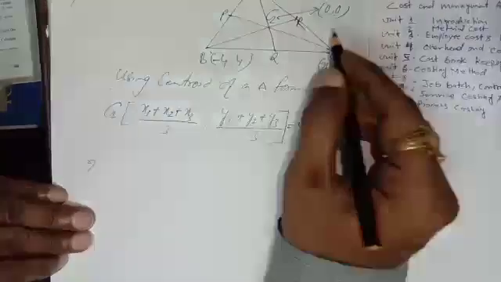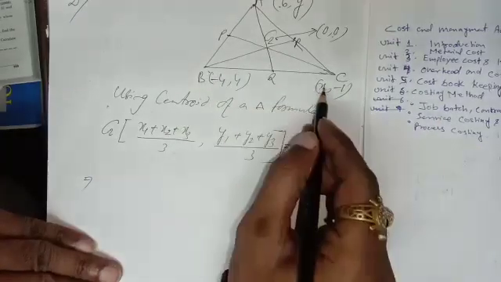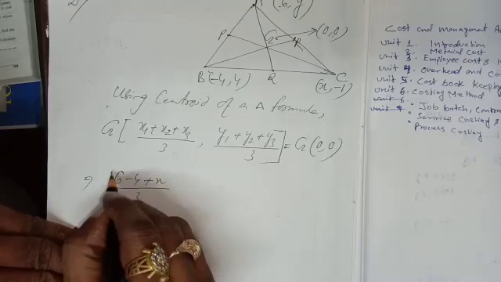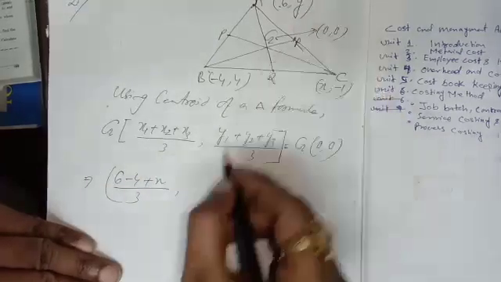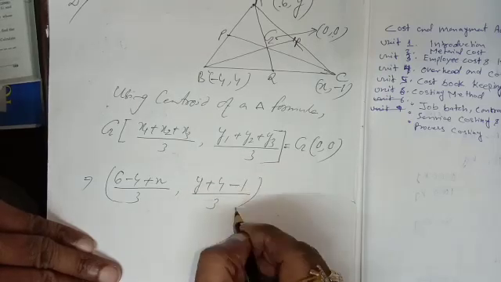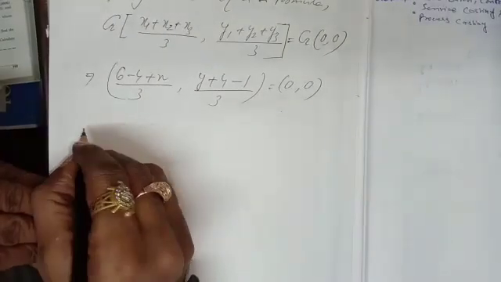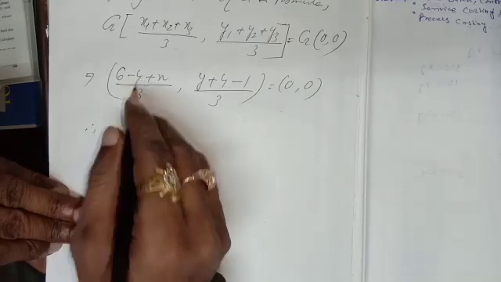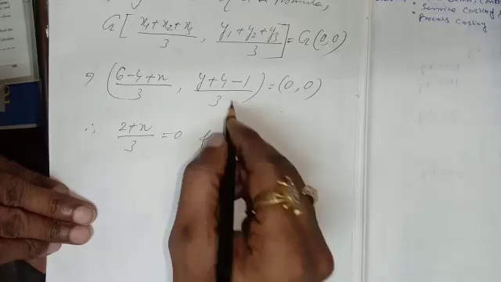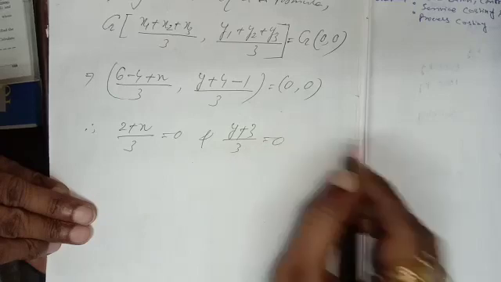What is x1 here? x1 is the x coordinate of A, that is 6, and here -4, and this is x. So (6 minus 4 plus x) by 3, and the y coordinate is (y plus 4 minus 1) by 3, equal to (0, 0). After that, comparing both sides, 6 minus 4 means 2. (2 plus x) by 3 is equal to 0, and (y plus 4 minus 1, that is y plus 3) by 3 is equal to 0.